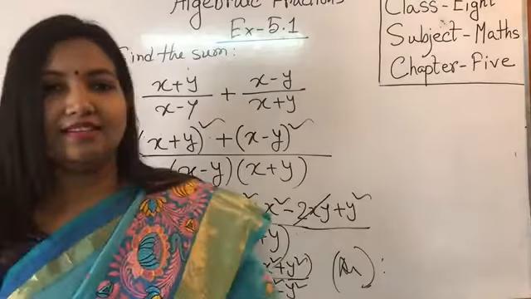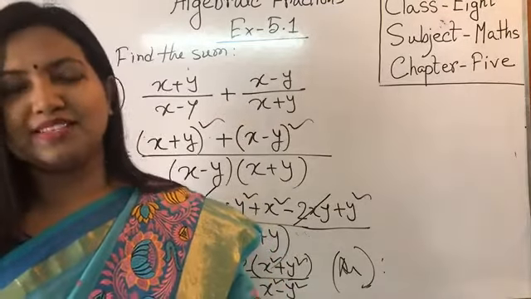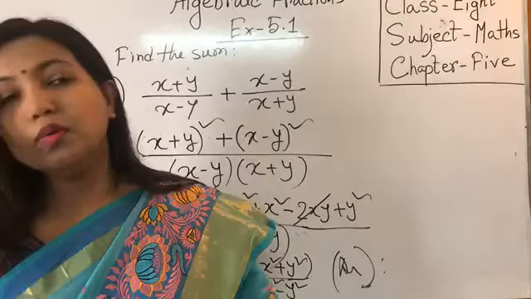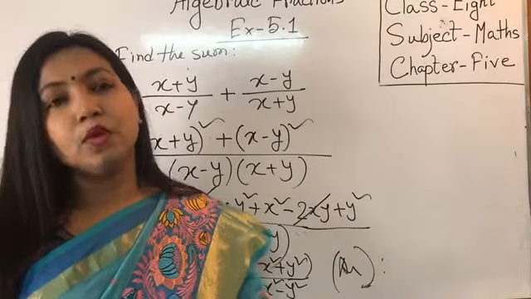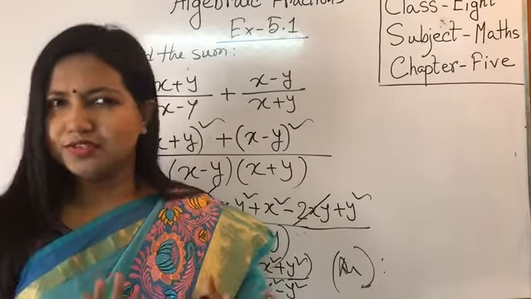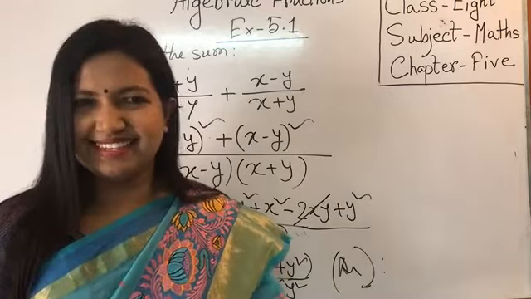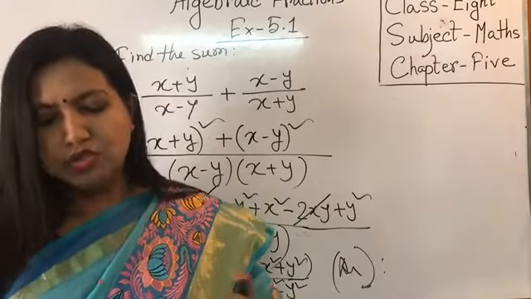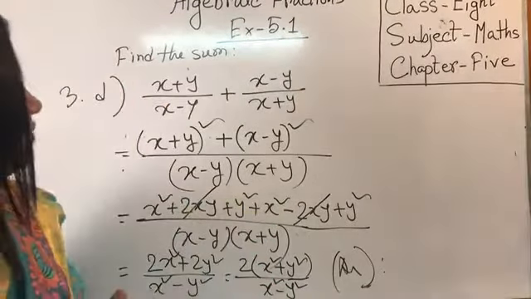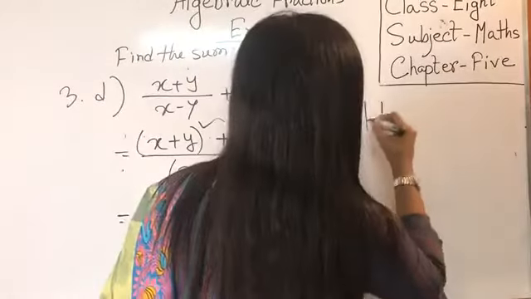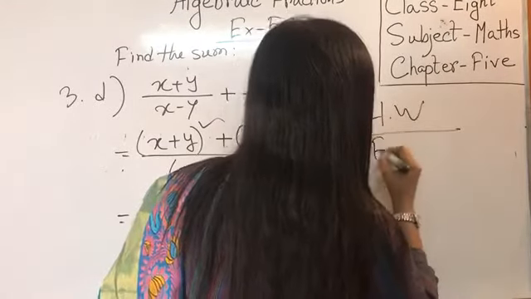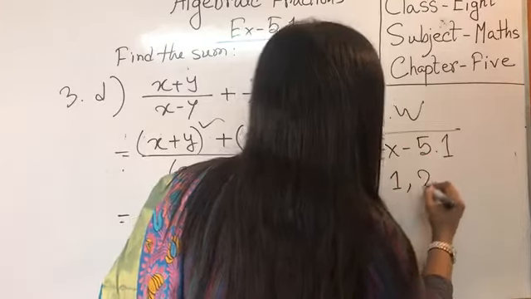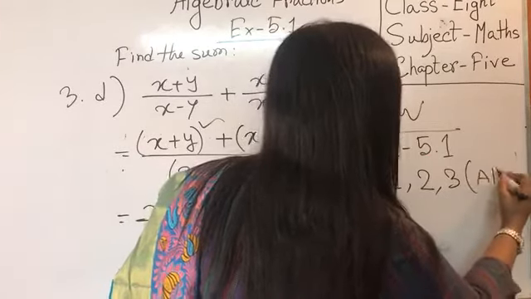So I think you can do all this maths very easily, right? Now take some homework, because that is the end for today. Your homework is exercise 5.1, numbers 1, 2, 3, all. Write down the homework: exercise 5.1, 1, 2, 3, all.